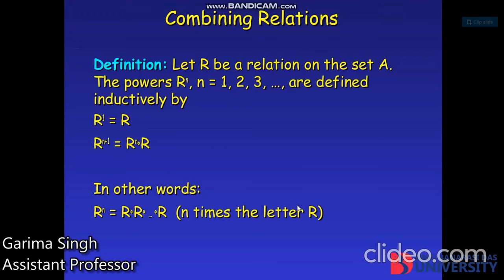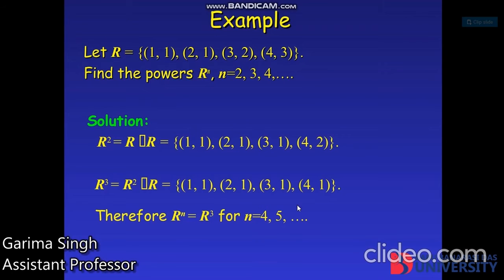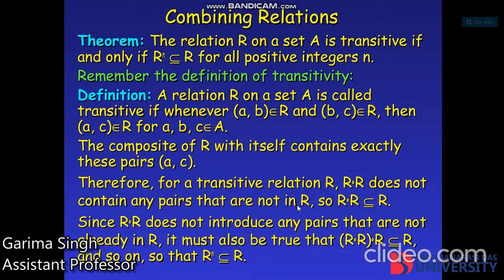The definition says, let R be a relation on a set A. The powers R^n, where n is 1, 2, 3, 4, 5, are defined as R^1, R^2, R^3, R^4 and so on. This is the example. This is the theorem: the relation R on a set A is transitive if and only if R^n is a subset of R for all positive integers n. Remember the definition of transitivity: if a relates to b and b relates to c, then a also relates to c.